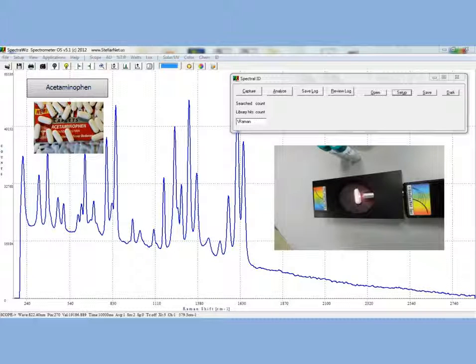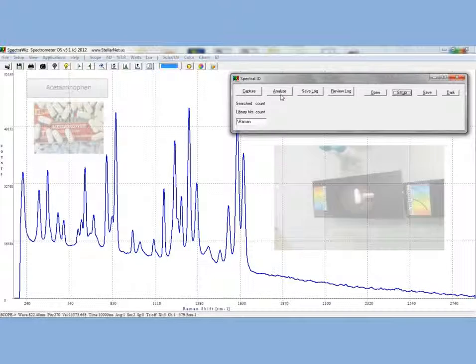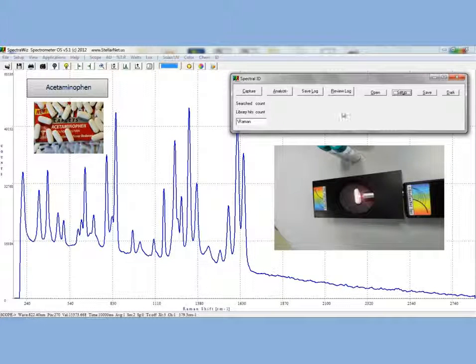In this demonstration, we will be taking the Raman spectrum from one of the sides of a scraped Tylenol tablet. You can see when we click the Analyze button that we get some other matches in addition to just the acetaminophen tablet, such as Excedrin, which is another over-the-counter headache pain reliever medicine, which contains acetaminophen.